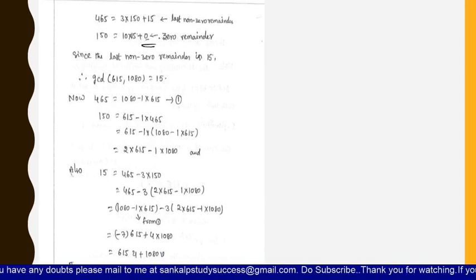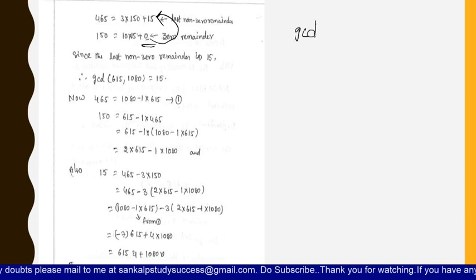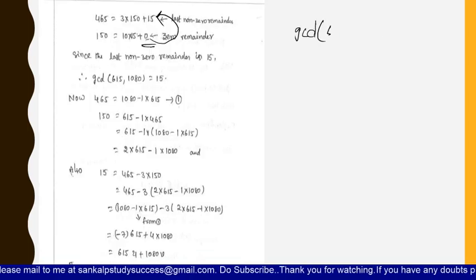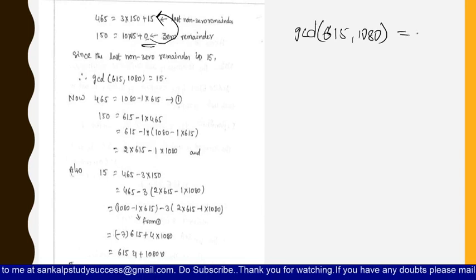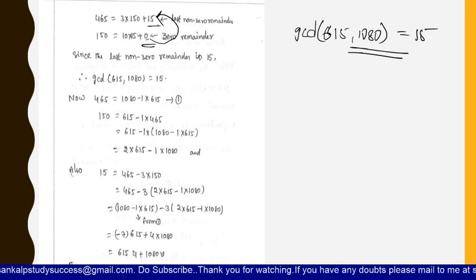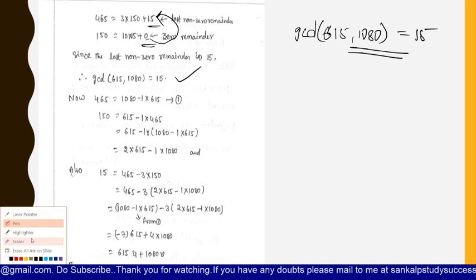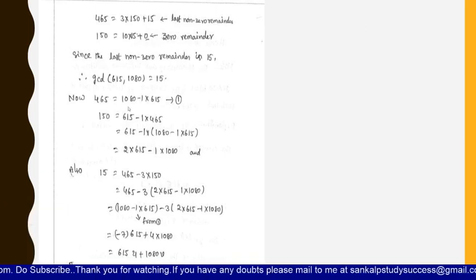Here we got the remainder as 0. So the last non-zero remainder is 15. So the GCD of, what were the numbers? 615 and 1080, correct? The GCD has become 15, which is the last non-zero remainder. Now we got the GCD, so we are done with the first step. Now coming to the second step, 15 should be expressed as a linear combination of 615 and 1080. How do we do that?